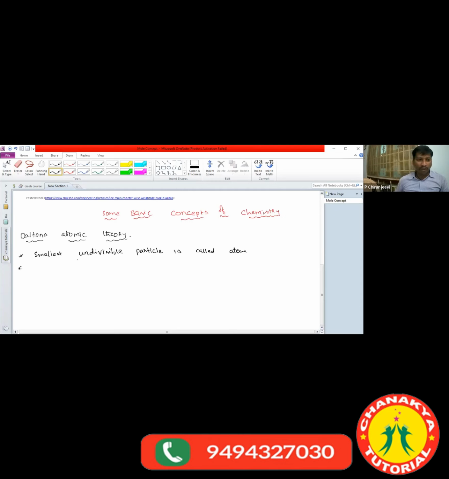Okay, right. So according to John Dalton, the atoms of the same element have similar physical properties and chemical properties. The atoms of different elements have different physical properties and chemical properties. What is the best example I can give here? Actually carbon can exist in solid form or gaseous form.